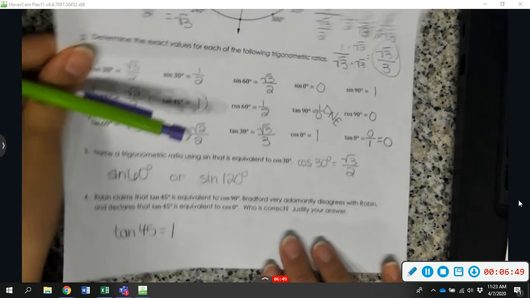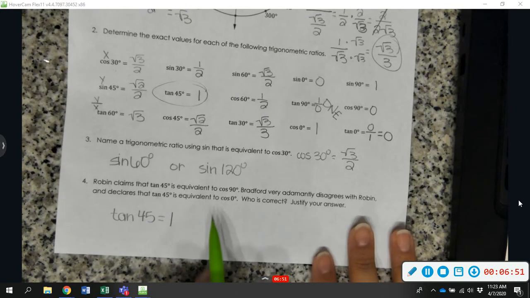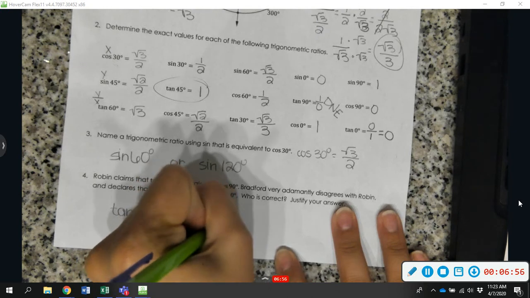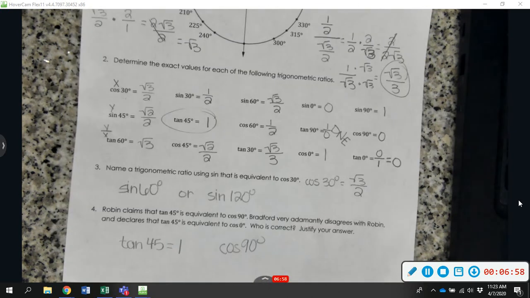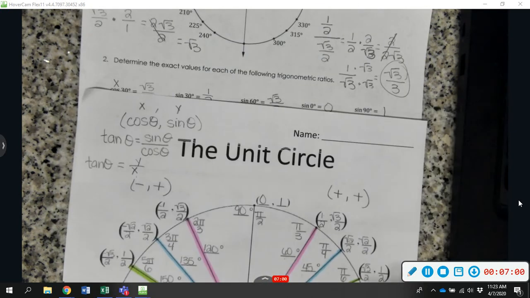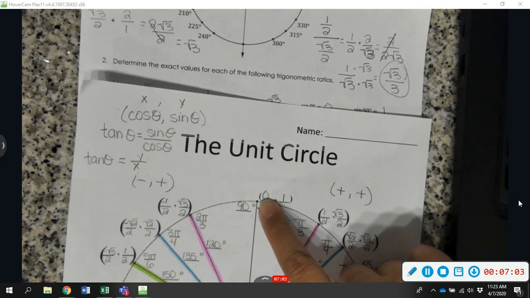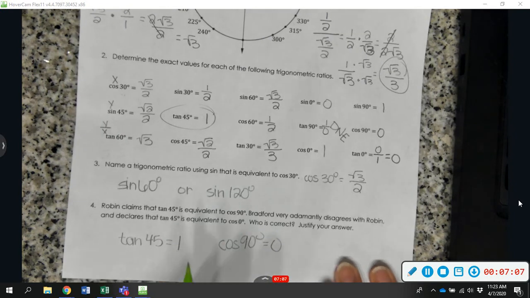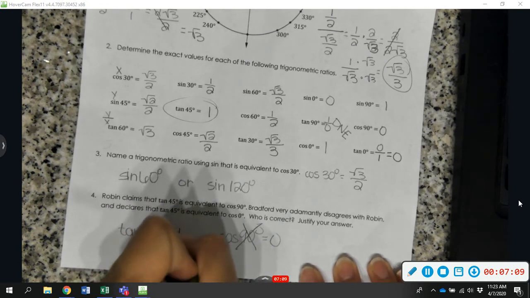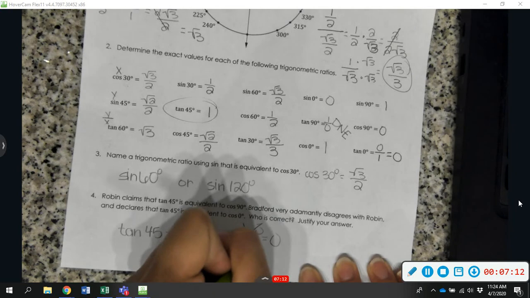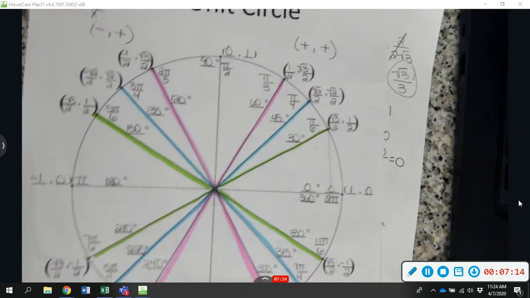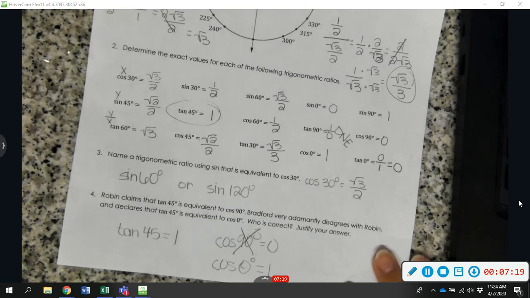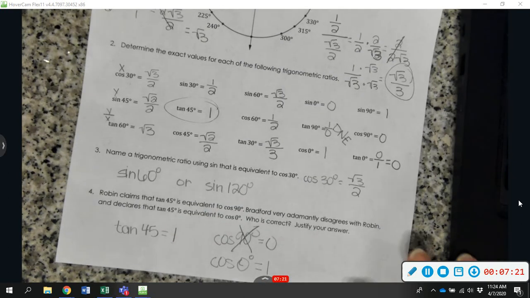Okay. Now, all we need to do is figure out what cosine of 90 is and what cosine of 0 is. So cosine of 90 degrees, cosine is our x value, so cosine of 90 is 0, which does not equal 1, so that does not work. If we go to cosine of 0 degrees, my x value is 1. So therefore, Bradford is correct.